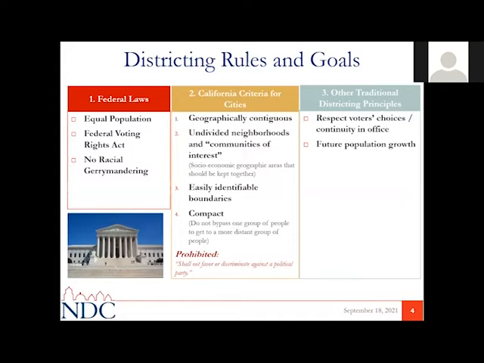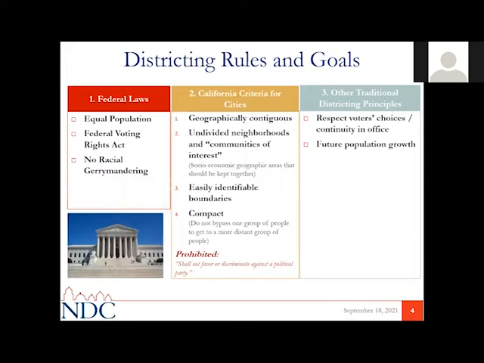There are three brackets of criteria. The first are those that come from federal law. The second are those that come from state law. And the third is other traditional districting principles that are not legally required, but may be implemented nonetheless. Turning to the first one, the federal criteria is that the districts have equal population. They don't have to be exactly equal, but they should be pretty equal. There's some wiggle room, but not a lot.